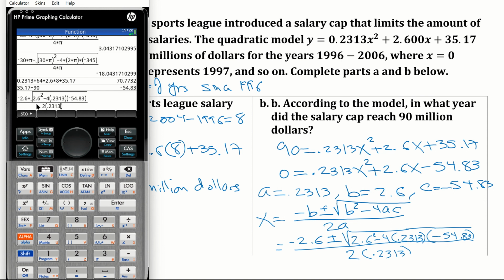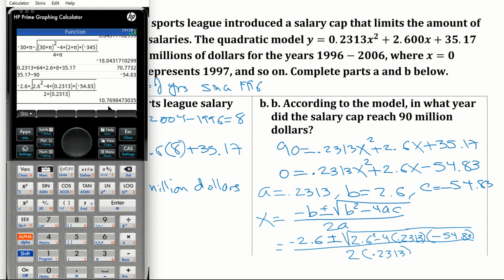All right, so negative 2.6 plus square root of 2.6 squared minus 4 times 0.2313 times negative 54.83 over 2 times 0.2313. All right, I'm trying to practice what I preach here because it's really important. You don't want to miss points for no reason. So we get approximately 10.8, right?